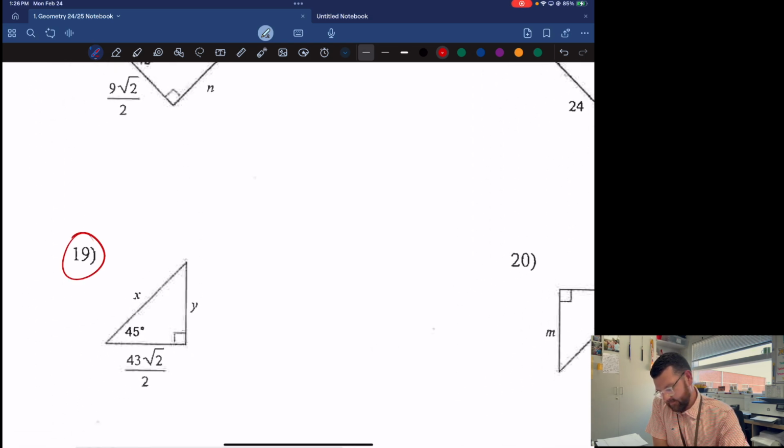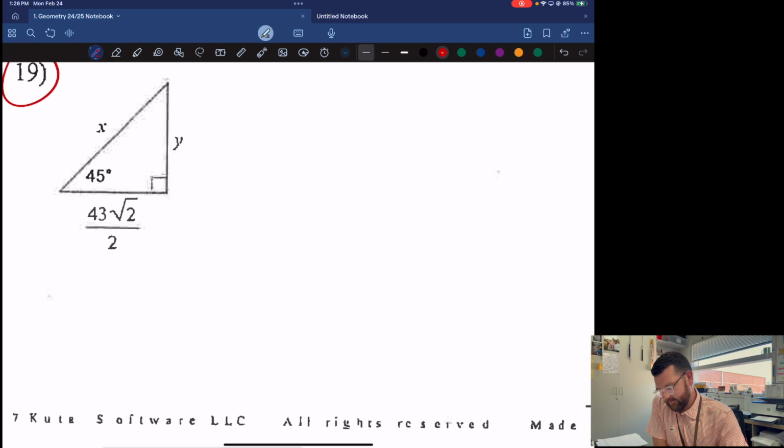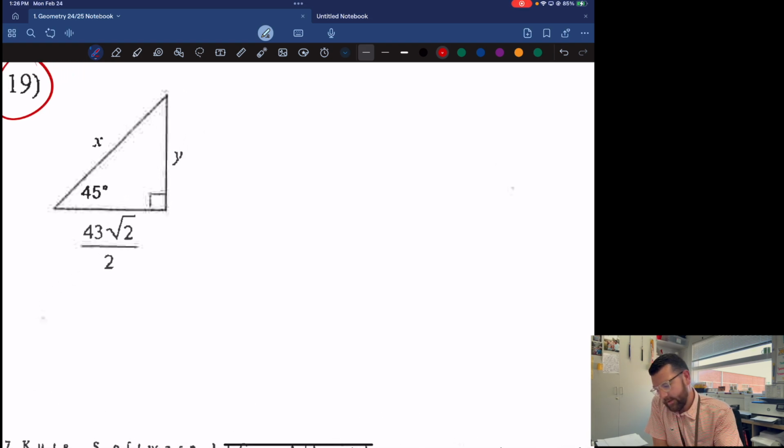19. Let's start at 19. What's the first thing I need to do? Identify that hypotenuse. The other 2 sides are my legs. I'm looking for x equals and y equals. What is y that we know already? It's 43 square root of 2 over 2.